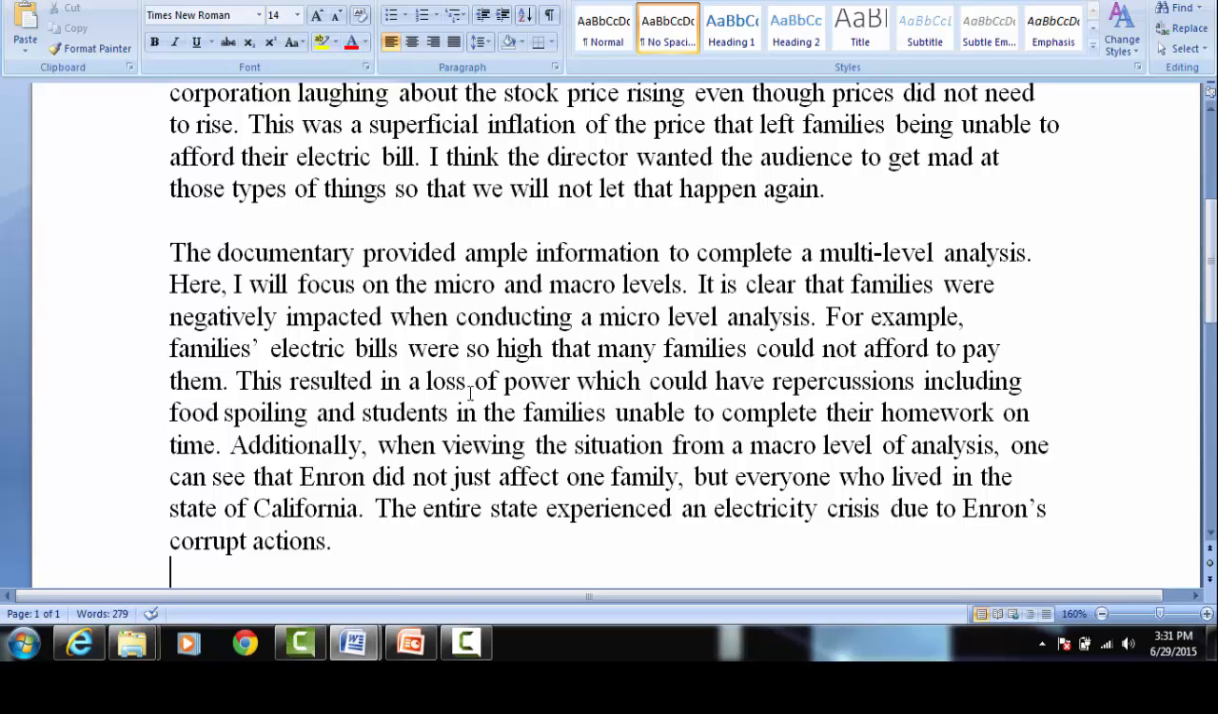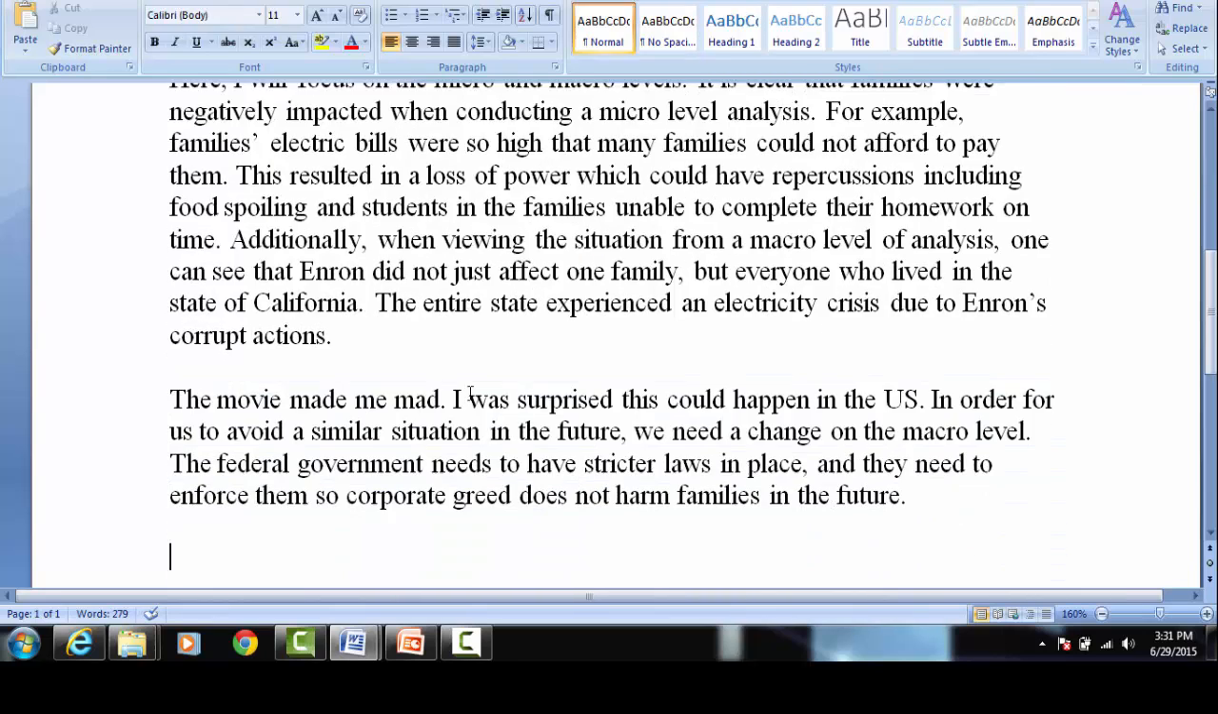The student states that the film provides enough evidence to do a multi-level analysis and states she will focus on the micro and macro levels. The rest of the paragraph are examples of those two levels using moments from the film, again, following the prompt structure exactly. The end of the prompt allows the student to react to the film. What is your reaction to the movie? But it also asks for more critical thinking in addition.